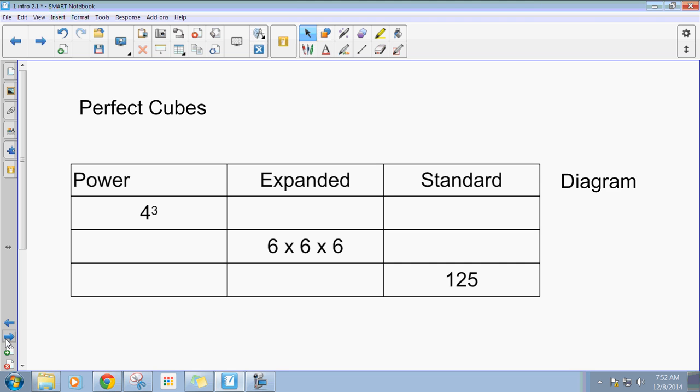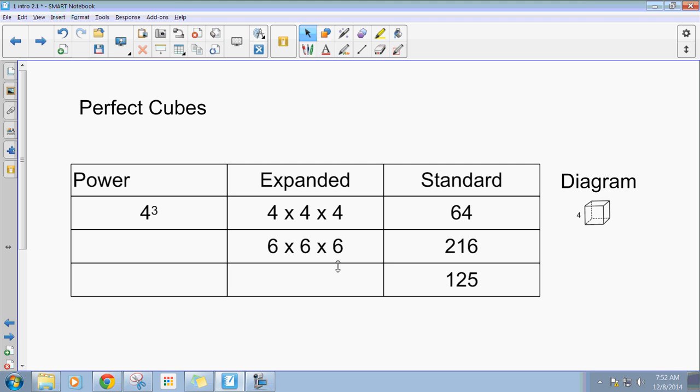Let's switch and look at cubes. If they start by giving you the power, you can work forward by expanding that into 4 times 4 times 4. I can solve that using my calculator if I need to figure out that the standard of 4 cubed is 64, or the answer, and then our diagram. A little cube with a side length of 4, and I would write the 64 in the center to represent volume.